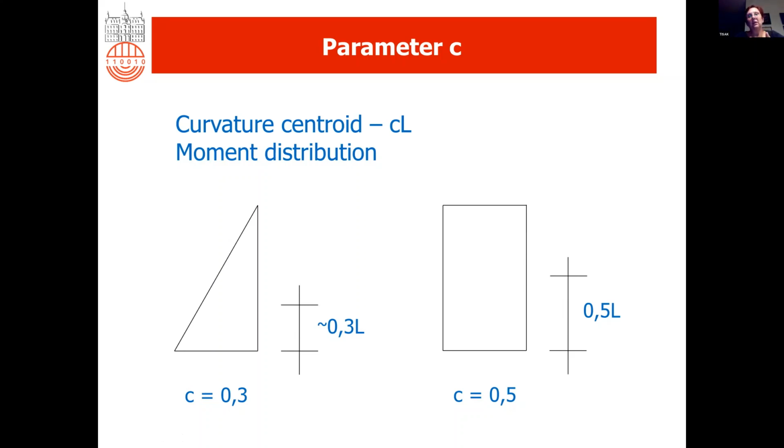How can we know what to use? Actually, if we have short elements, then this is a better approximation. We have almost constant moments, so we use 0.5. But if we have longer elements, for example, if we represent the whole wall with one element, it is rare, but it can be used, then we can use 0.3. So we have to decide based on the length.